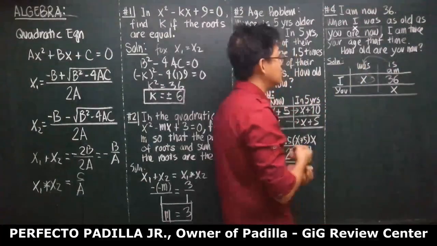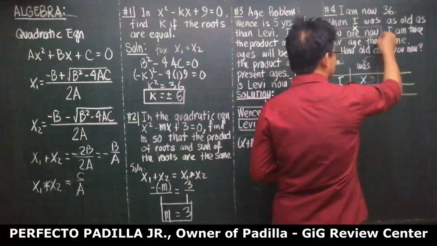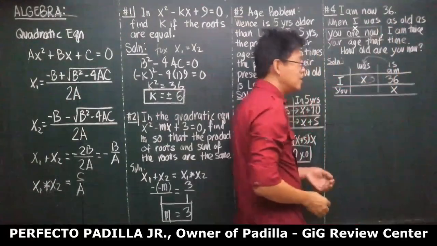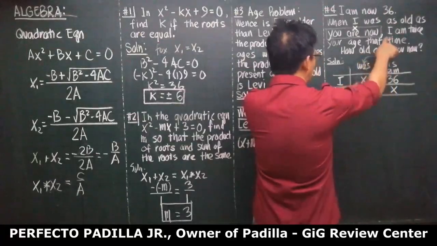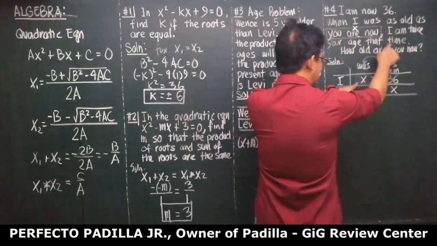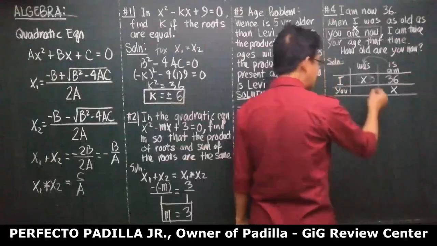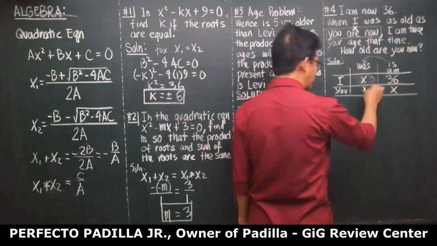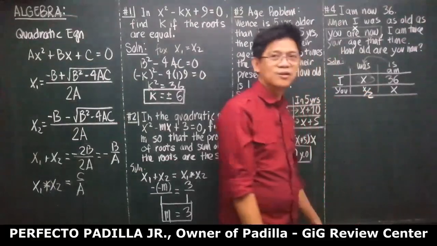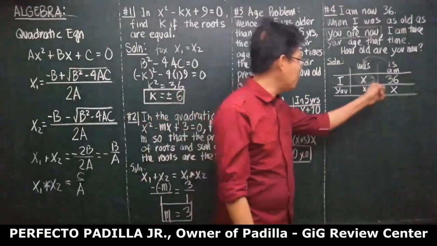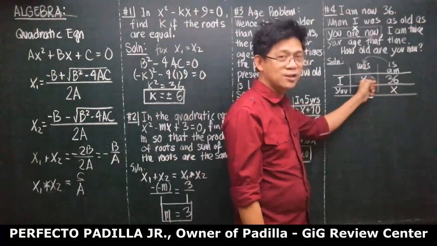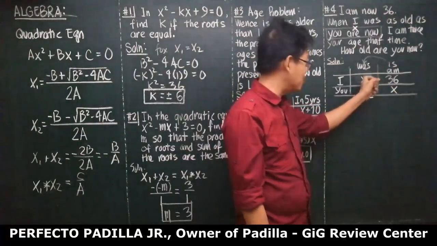So, this is a conditional statement. This is referring to your age during this time. So, I am twice your age that time. Okay? So, it means this X is twice this one. So, this one is X over 2. You get it? When I was X, your age now, I was twice your age that time, referring to this time.